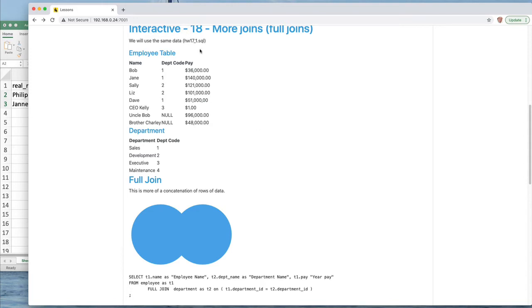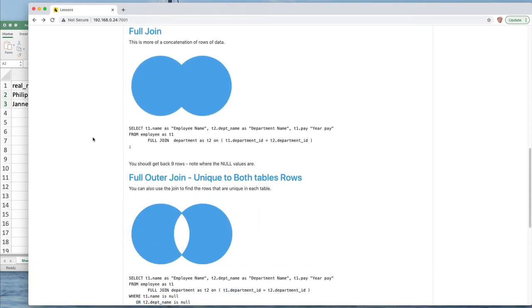this is using the same data that we used before. You already have it loaded. So let's try this one. This is the full outer join.